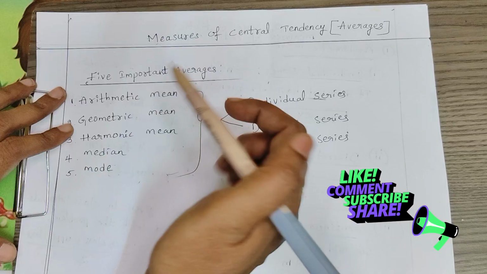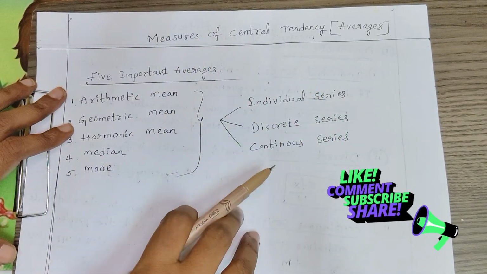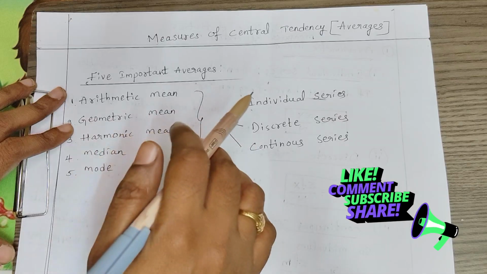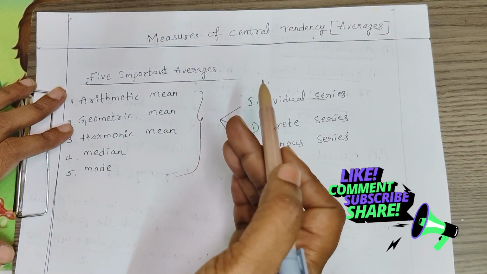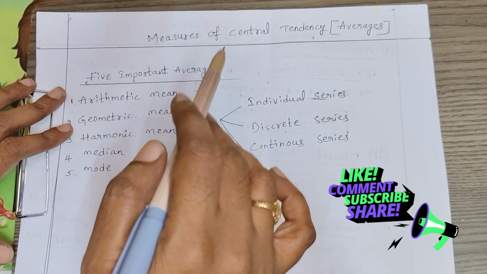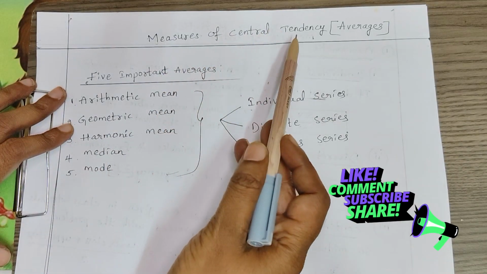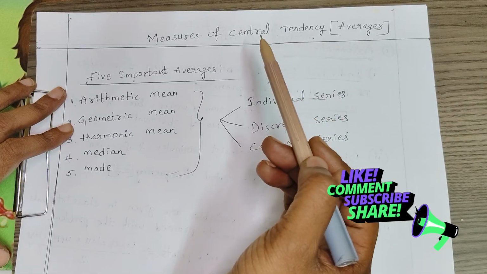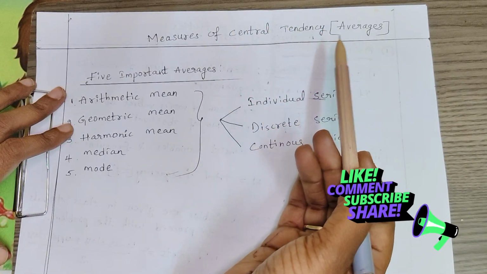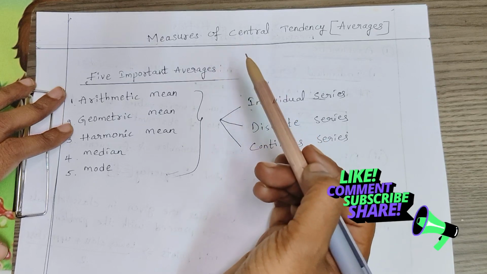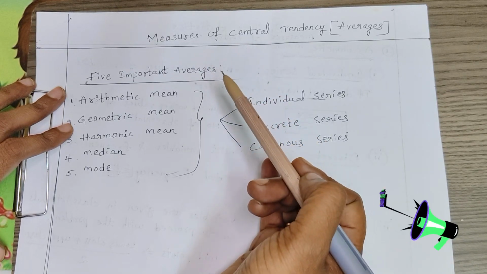Today we will see measures of central tendency. It is a chapter of business statistics. Measures of central tendency give an idea about the concentration of the values in the central part of a distribution. Measures of central tendency are also known as averages. Averages are the values which lie between the smallest and largest observations. It is the mean of the given data.